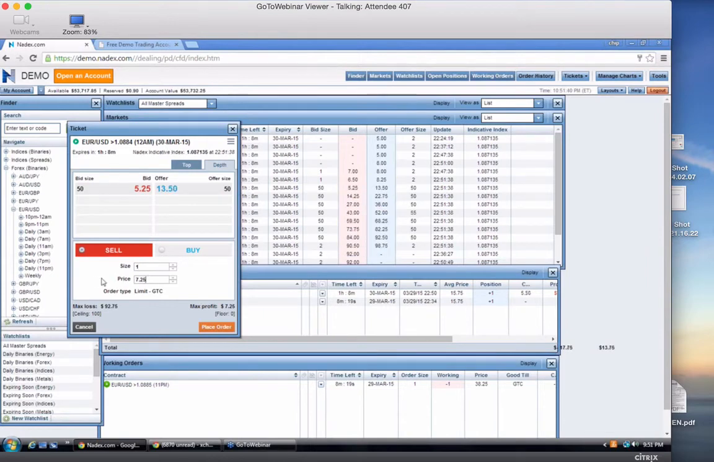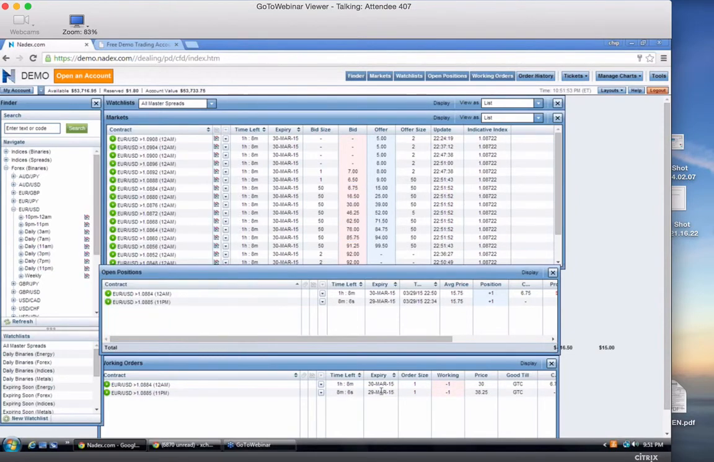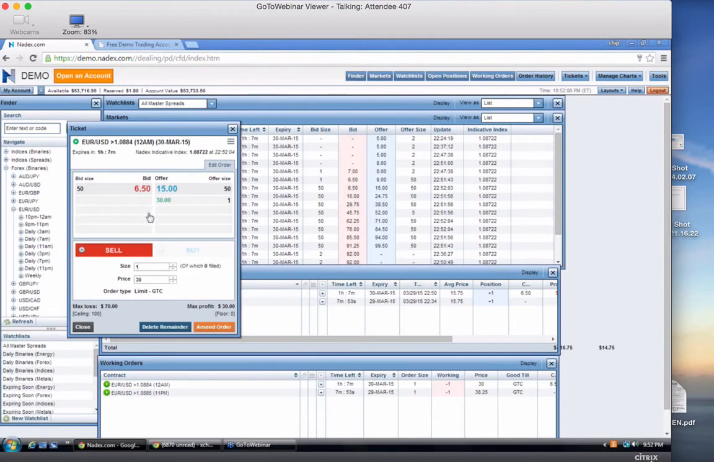So what I want to do is take a profit. I purchased it at 15.75. I'm going to put an offer in at 30, and I'm going to place the order. And that's my working order right here to take profit against this position. Now, if I was watching the market and I wanted to get out, well, there it is.